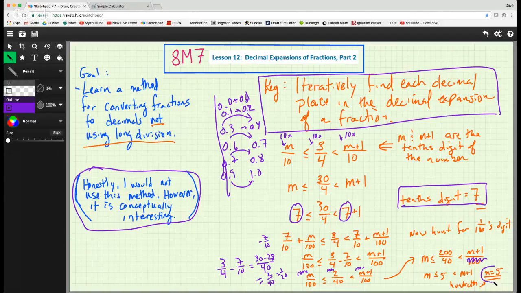So here's our hundredths digit, and we're done because we got an exact match. This number is exactly 5, so m is exactly 5. So our hundredths digit is 5. Our tenths digit is 7. So our number is 0.75.